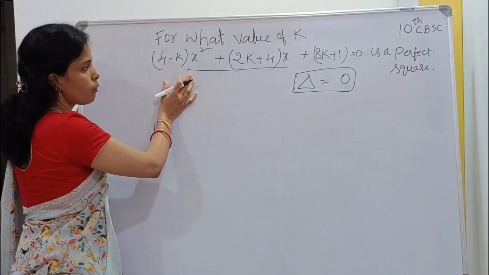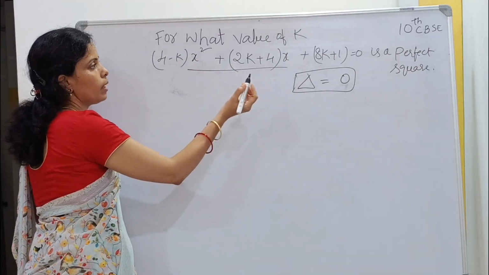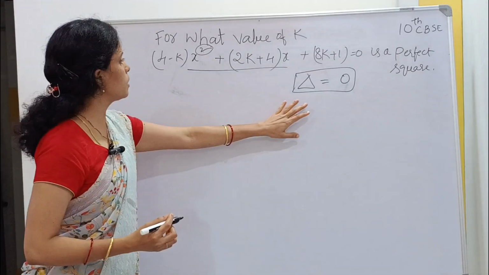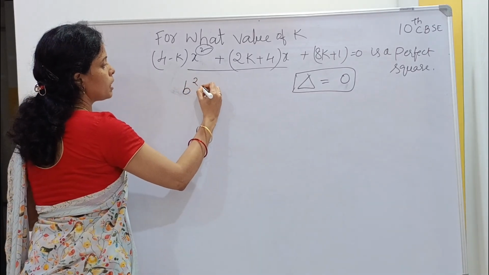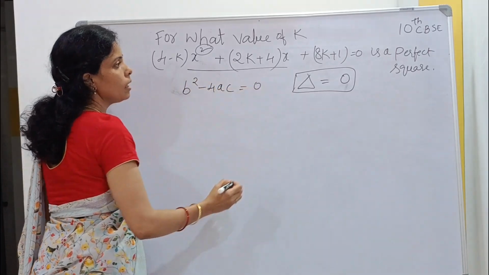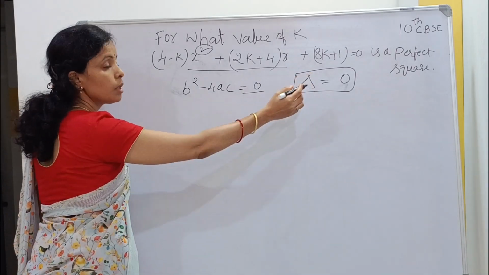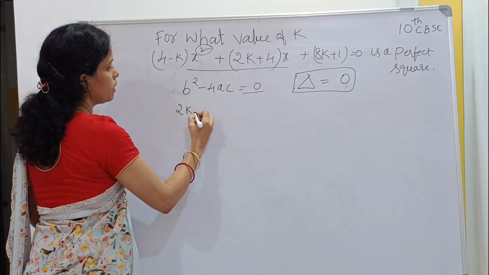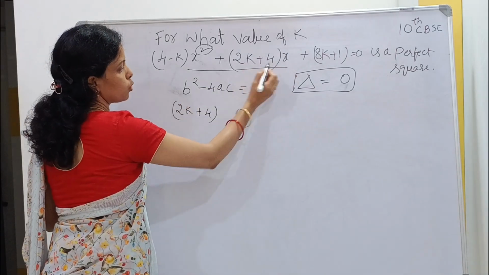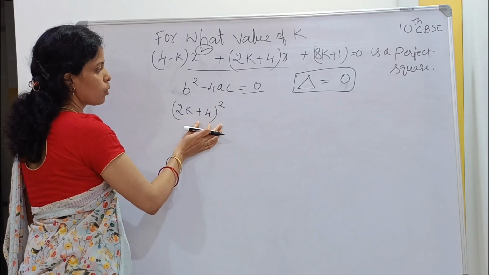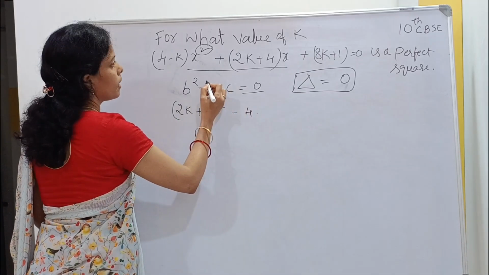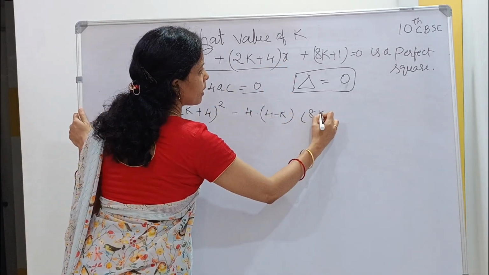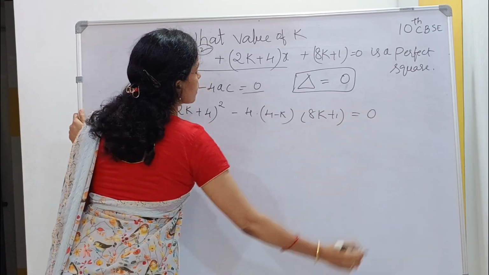Here again the equation is in the form of a quadratic equation, because we have an x square term, an x term and a constant. I mean the degree is 2. So what is this discriminant value? Discriminant is b square minus 4ac and this should be equal to 0. This is the condition we have to know for a perfect square. Now b square: the coefficient of x here is 2k plus 4. So b square is (2k plus 4) whole square minus 4 into a, a is 4 minus k, c is 8k plus 1, equal to 0.